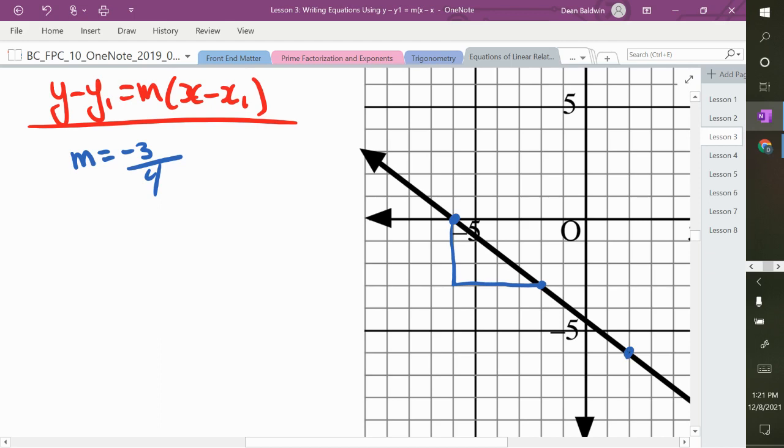What would make your life easier? What is the easiest number to deal with? Zero. Correct? Because zero times anything is nothing, right? So if you can, you don't have to, but if you can, pick a point that has either an x or a y value of 0. Do we have one of those? Where? The x-intercept. The y value here is? That has coordinates negative 5 and 0. Okay?